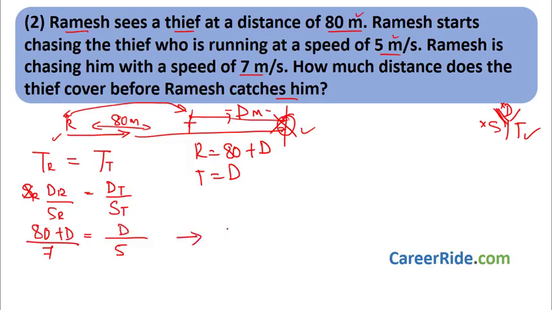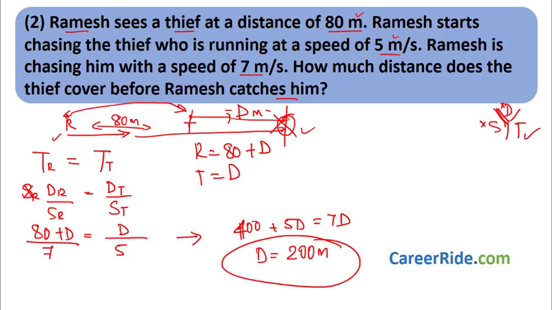Let's solve this over here. What do we get? 5 into 80, 400. Okay, this is 400 plus 5d equal to 7d. So d is nothing but 200 meters. So the thief covers 200 meters before Ramesh catches him.